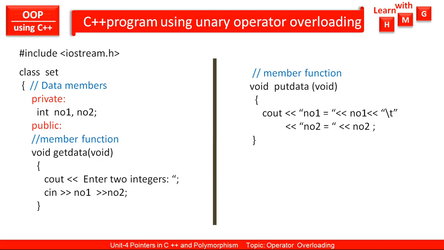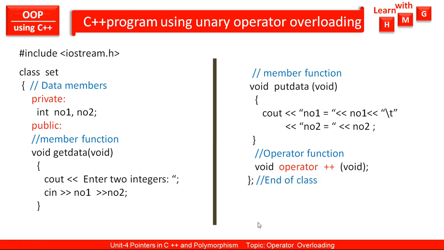Now let us write the operator function. The operator function declaration is a single line, it is not the definition, just like a function prototype. So void operator++(void). As we have studied in the example, the name of the operator function is operator++, it does not accept any argument and it does not return any value. So this is the operator function declaration within the class, and the definition we will write outside the class.